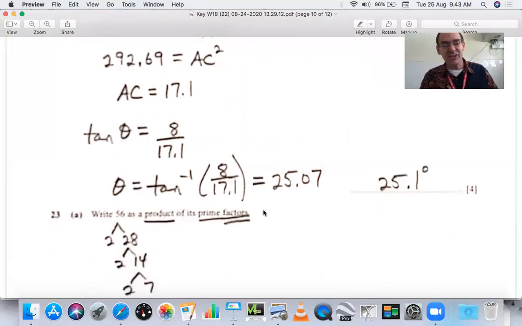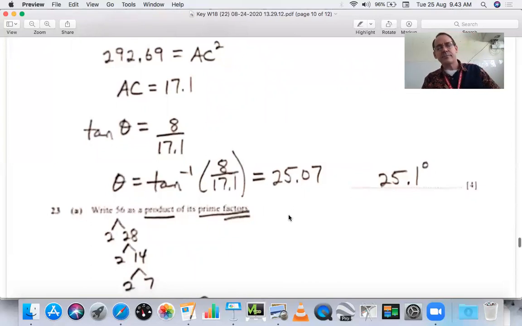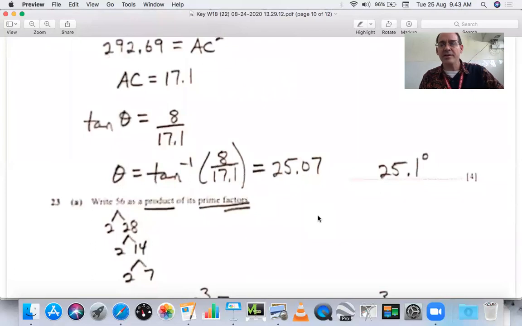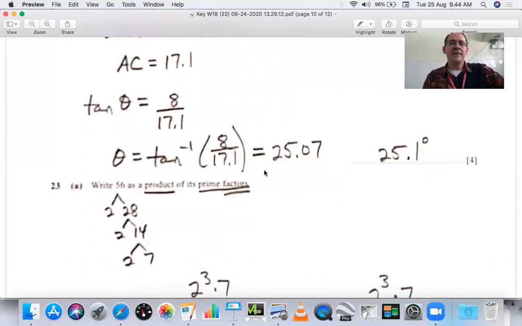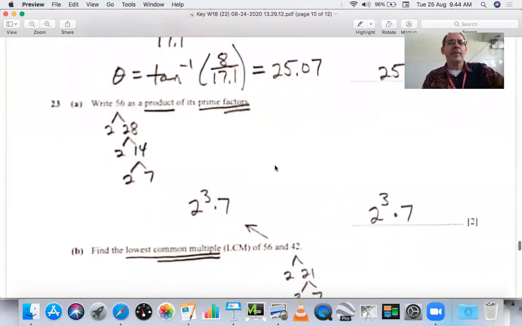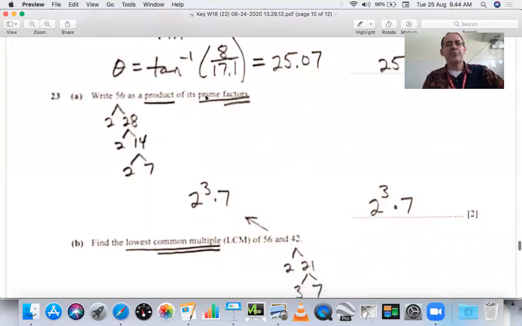Inverse tangent to both sides. Again, make sure your calculator is in degree mode. I think usually with IGCSE, most of the time they work with degrees. When you get up into the A level, you need to pay more attention to whether you're in radians or degrees. So the inverse tangent is 25.07. With degrees, you go to 1 decimal point, so that 7 rounds that up to 25.1 degrees.